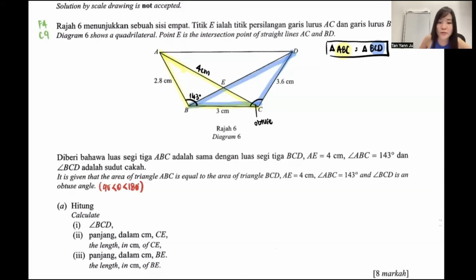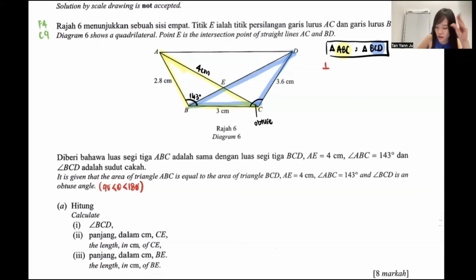So the first one, guys, they want to find BCD. BCD exactly is here. How do I find this out? This one is under the blue triangle, but the blue triangle doesn't really have much information. So I think the only information I can use is the area they just mentioned. So how do I use the area?